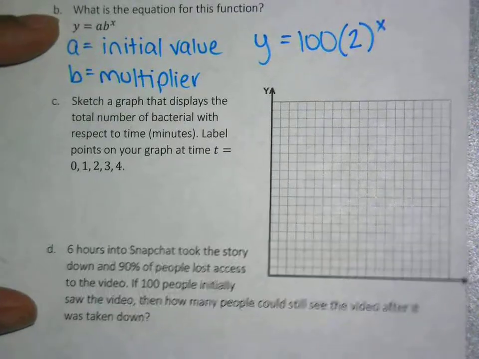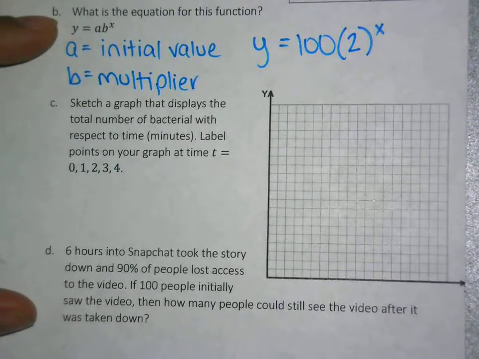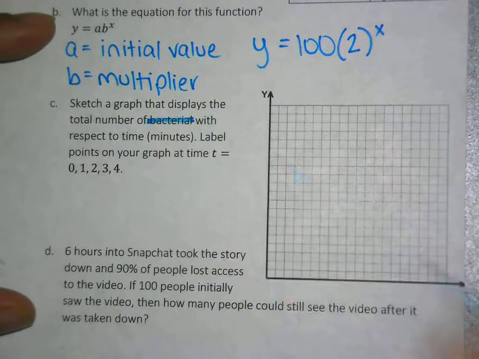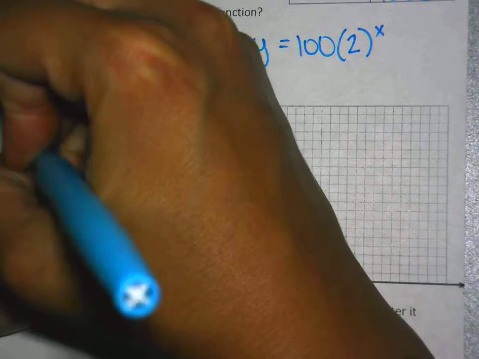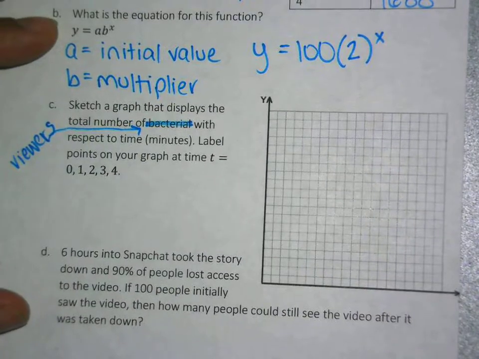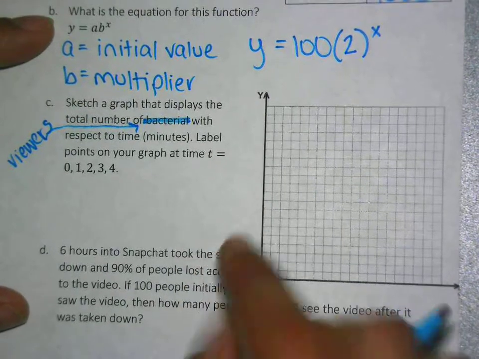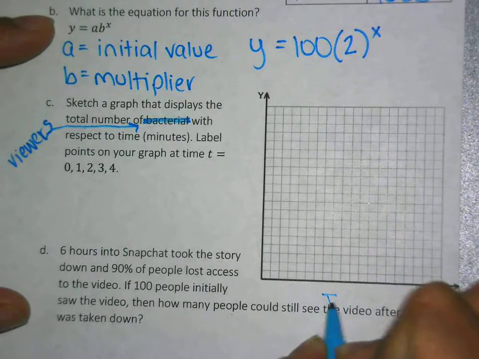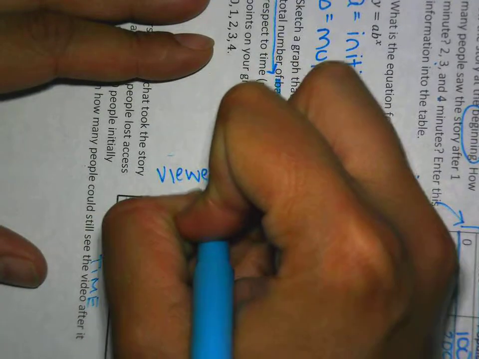Part 3 says, sketch a graph that displays the total number of bacteria with respect to time. Label points on your graph. That should not say bacteria. That should say total number of viewers, right? Because we're talking about people who had seen the video. Typo. So I'm going to label my x and y axis first so I don't get confused. X is typically time. Therefore, y is going to be number of viewers.